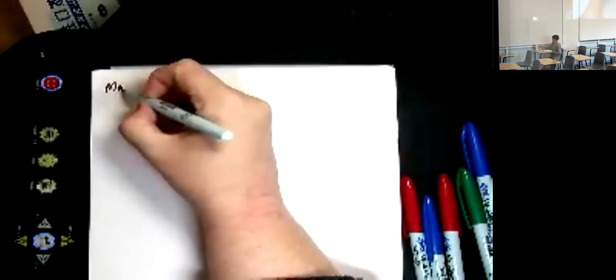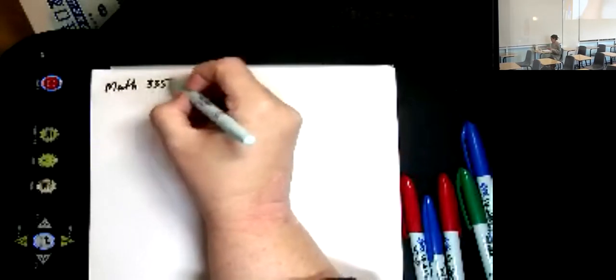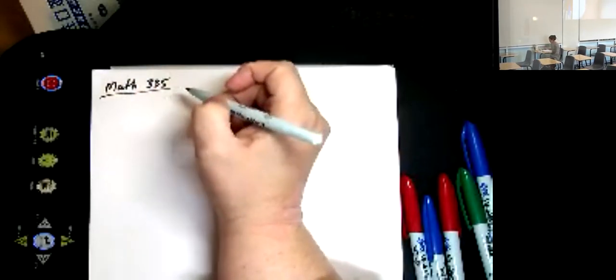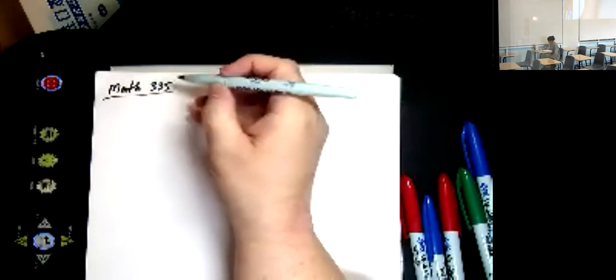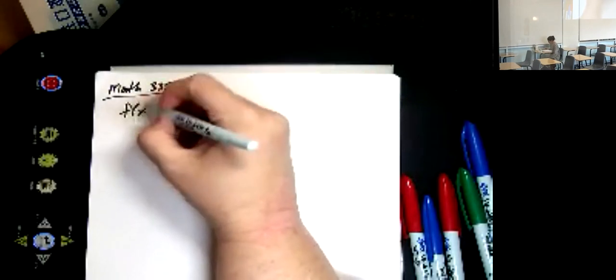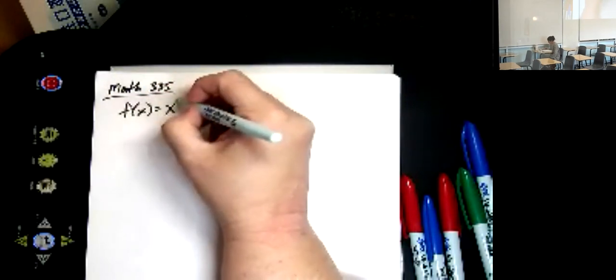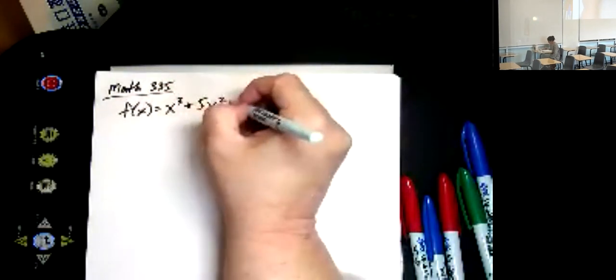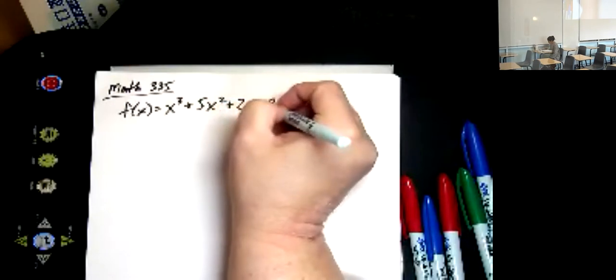Let's do some practice on the graphing stuff we were doing. So previously we were looking into different ways to graph. And so let's start off with, we have f of x equals x cubed plus 5x squared plus 2x minus 8.